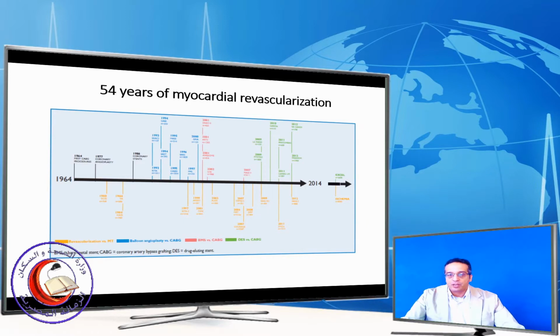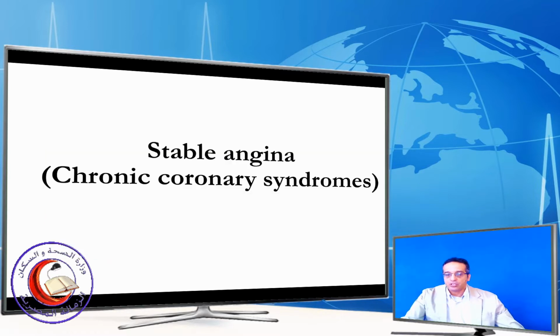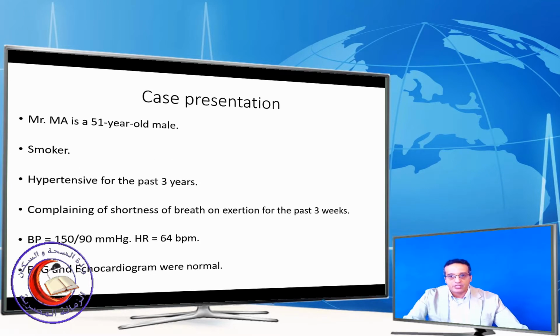So let's start with what was at that time called stable angina, but of course you know now that it is called chronic coronary syndromes. What do we do? This is a patient, he's 51, he's a smoker, hypertensive for the past 3 years, and complaining of shortness of breath on exertion for the past 3 weeks. His blood pressure is 150/90, his heart rate is 64, and his ECG and echocardiogram were normal. And this is a regular, very common case that you see in your everyday life.